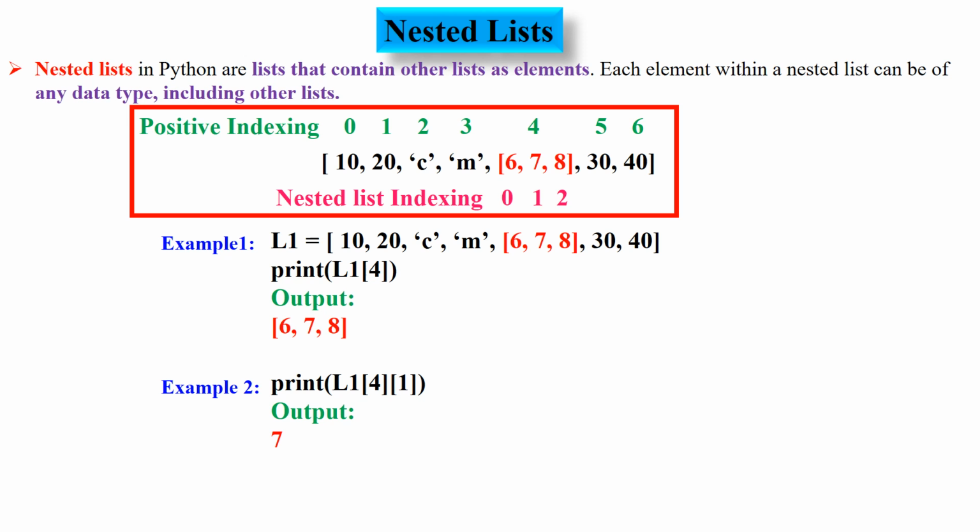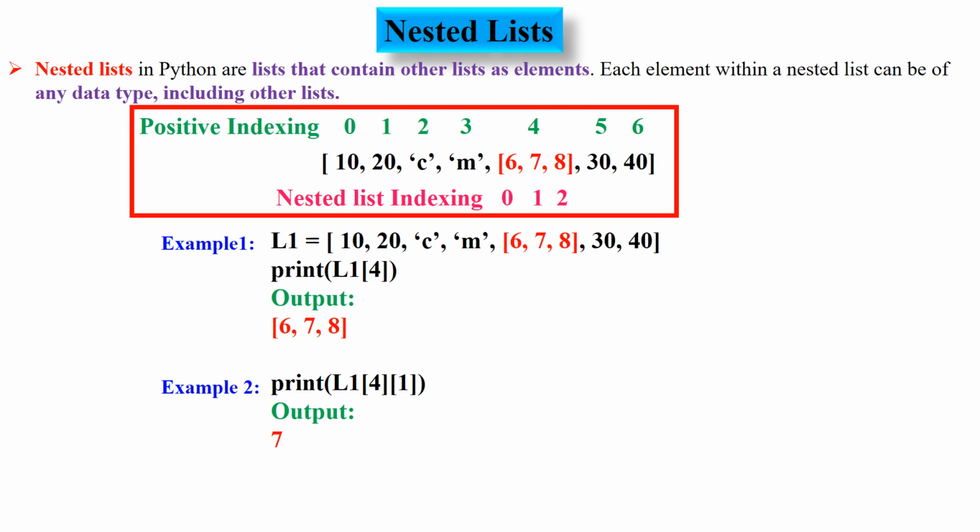Nested lists in Python are lists that contain other lists as elements. Each element within a nested list can be of any data type, including other lists. Let's see some examples. Example 1. List L1 holds the values 10, 20, C, M, a nested list holding the values 6, 7, 8, and 30, 40. The next line, print of L1[4], retrieves the element at index 4 of the list L1.